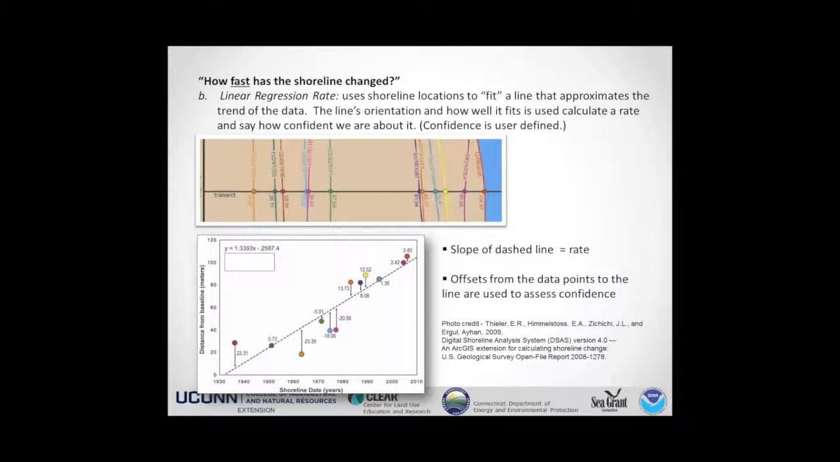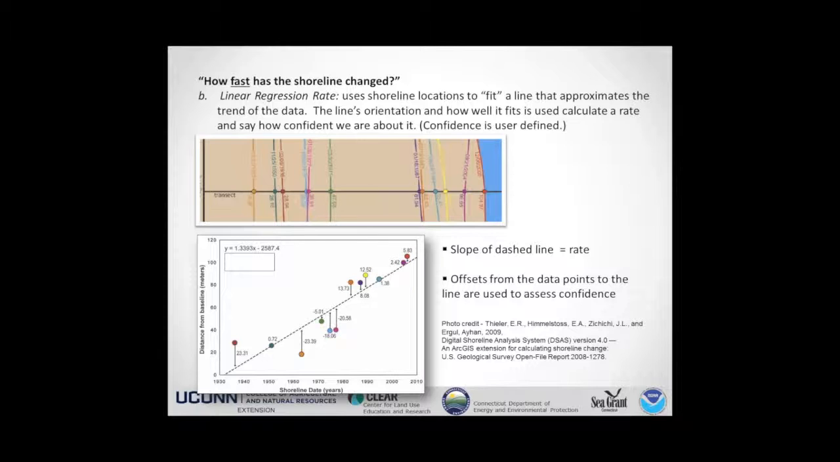So in the example here, we have a series of intersection points that the shorelines intersect with the transect. And the graph on the bottom is just a scatter plot of those points. So on the bottom you have time going from 1930 to 2010, and then the distance from the baseline. And you can kind of see that those scattered points kind of fit this dashed line, which would be the best fit line. And from that we can calculate the rate, which is the slope of that line.